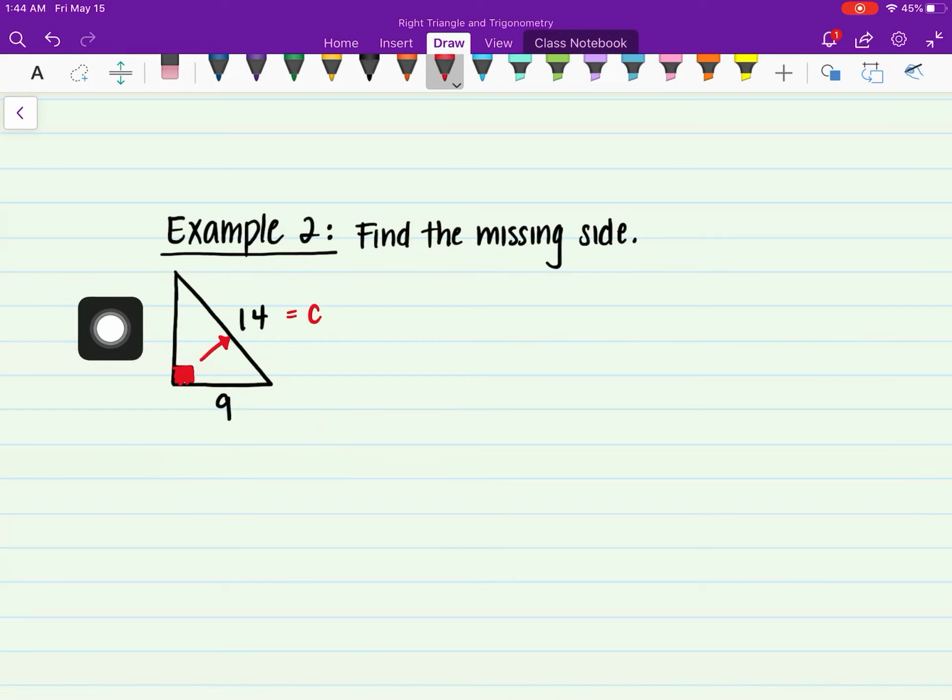And the other two sides, which is 9 and this one that we're looking for, it could either be A or B. It doesn't matter which one's which. So I could make this A and I could make this my B. So all we're doing from here is basic substitution and solving for A.